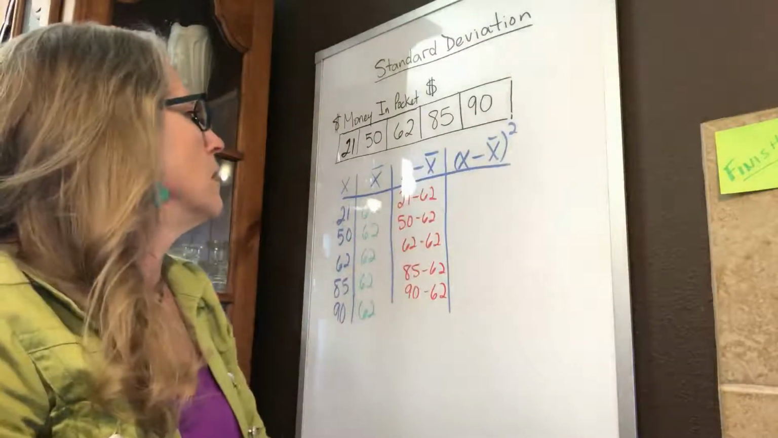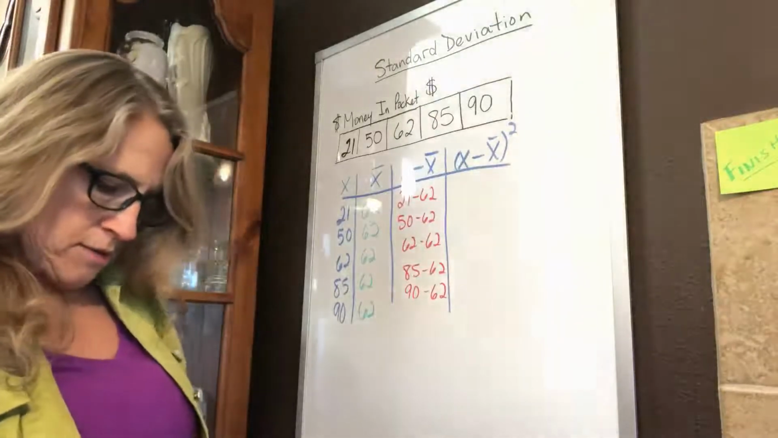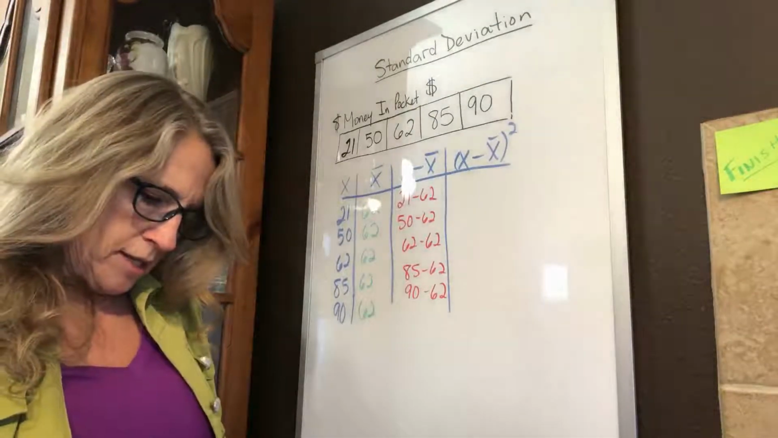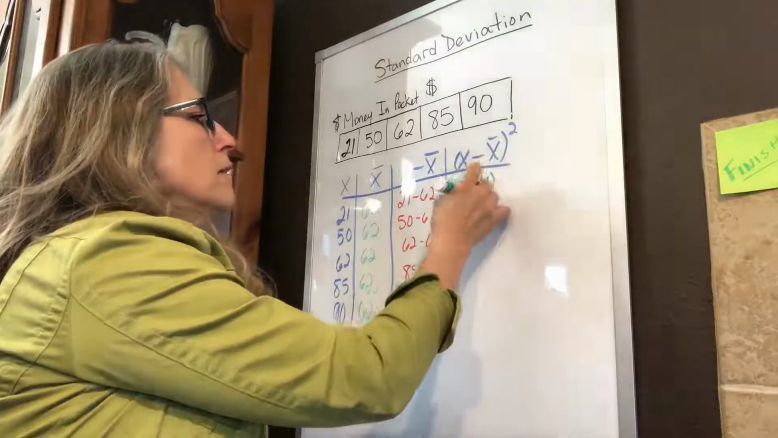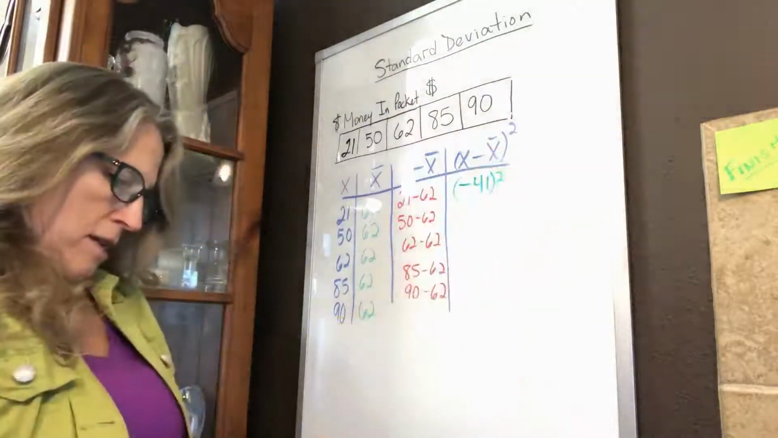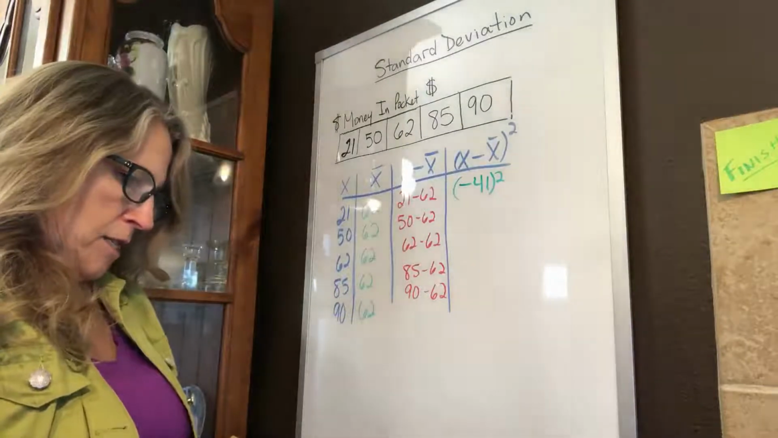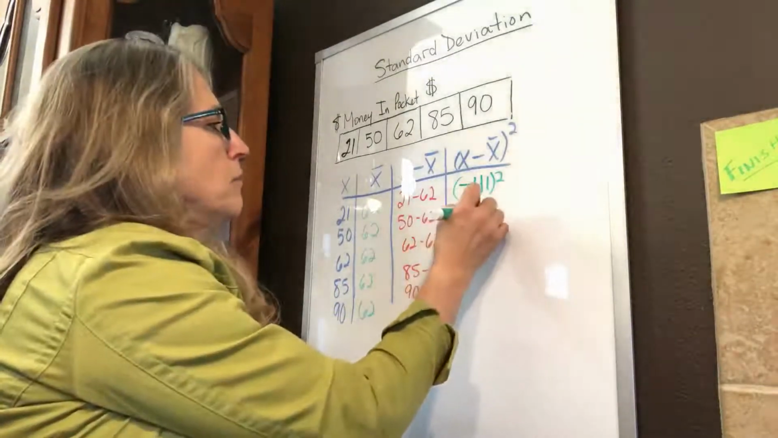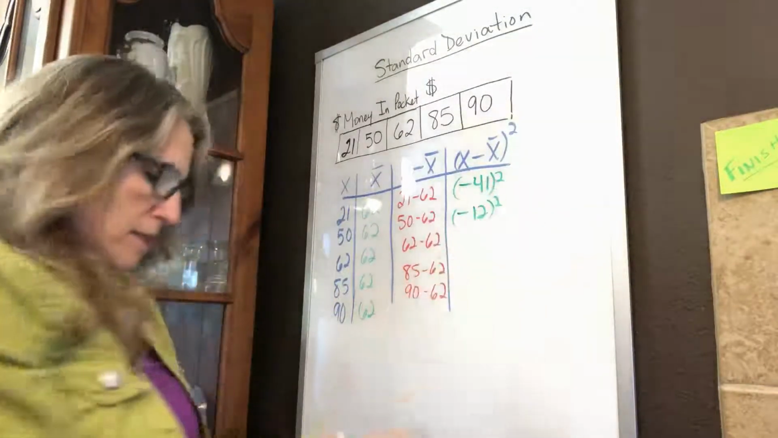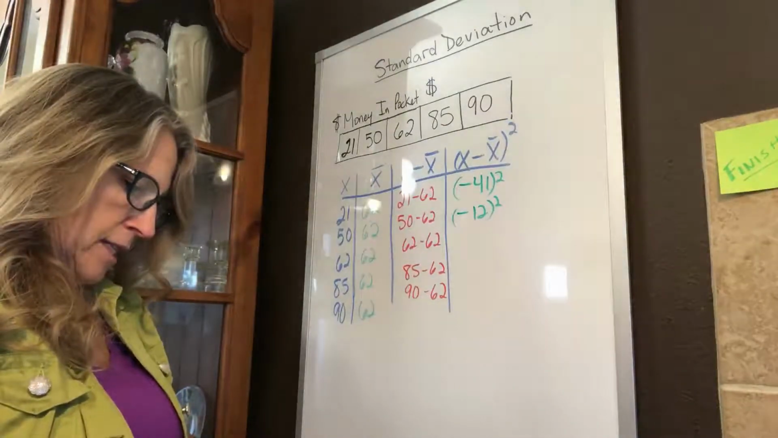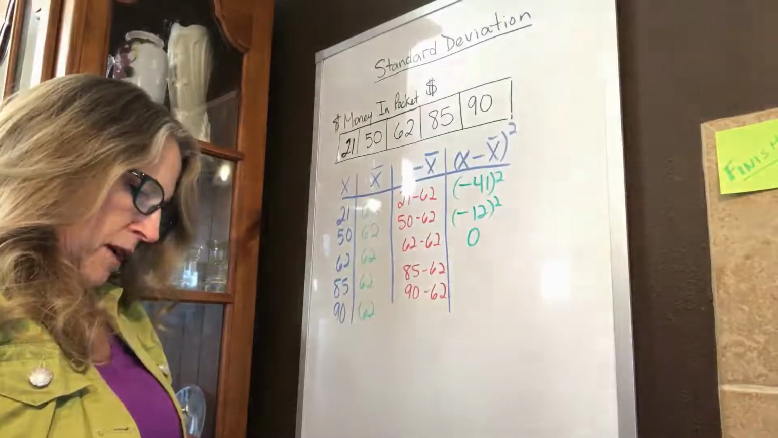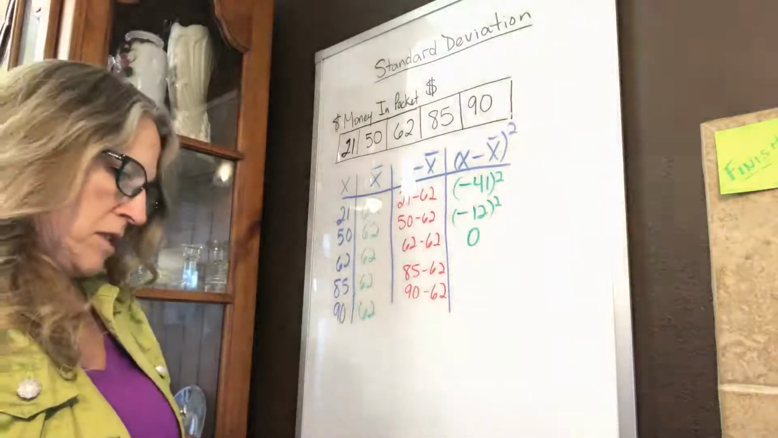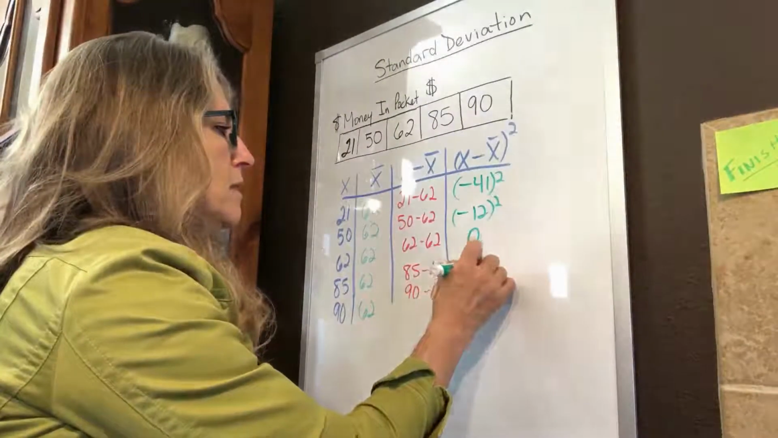Okay? So 21 minus 62 is negative 41, and I'm going to square that. 50 minus 62 is negative 12. I'm going to square that. 62 minus 62, that's going to be 0. 85 minus 62, that's going to be 23.